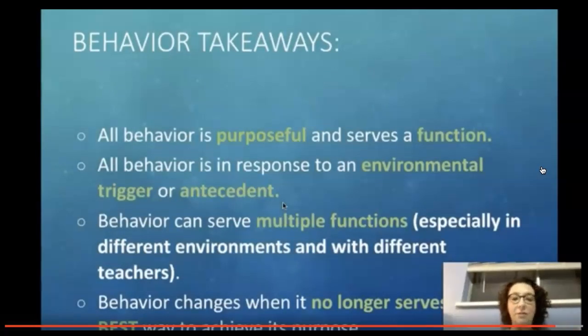So here are behavior takeaways. All behavior is purposeful and has a function, right? Kids don't do things just to do them. No one does things just to do them. All behavior is in response to environmental triggers or antecedents. What was the trigger?